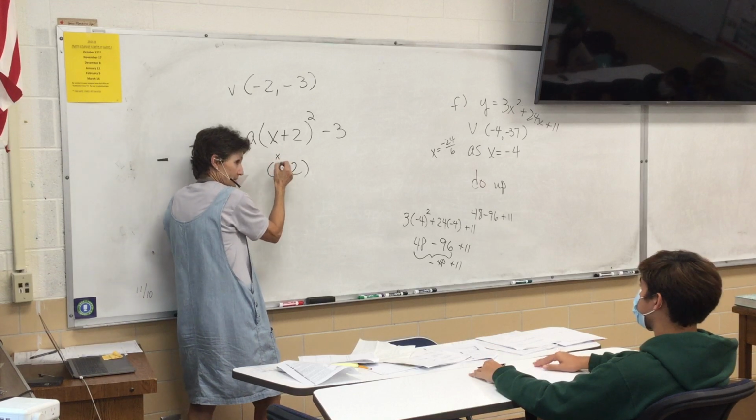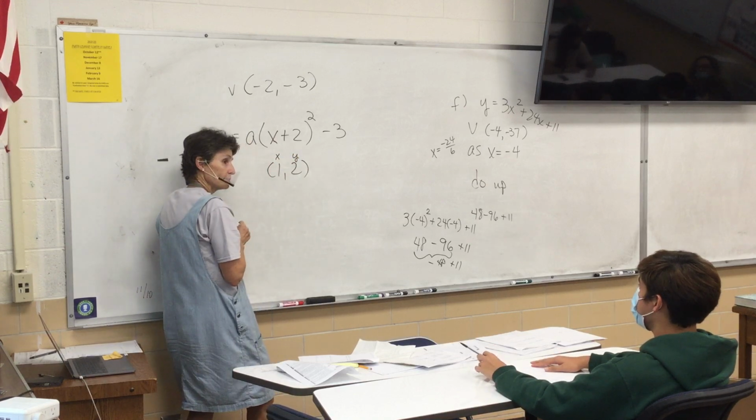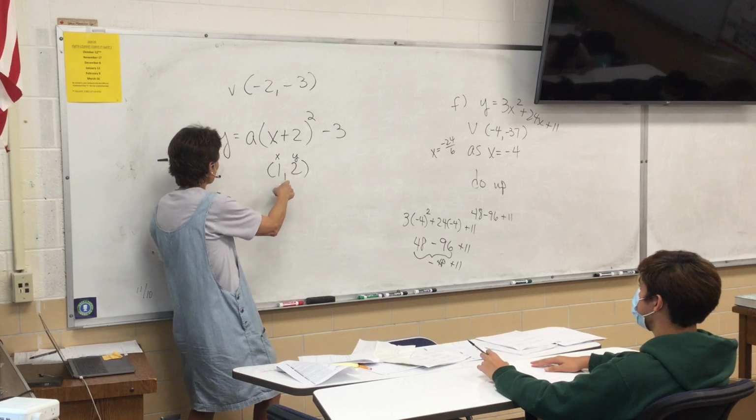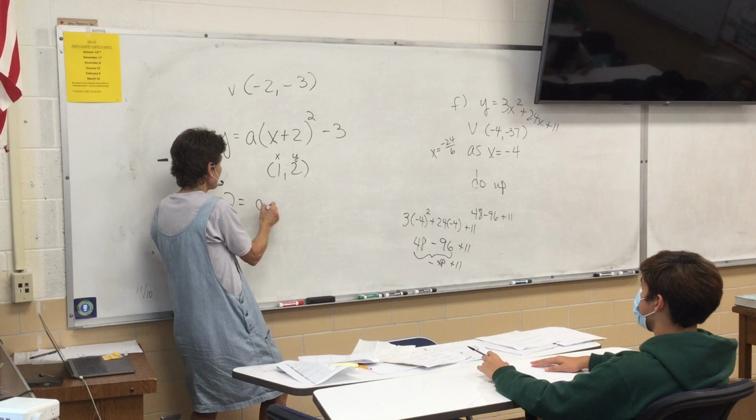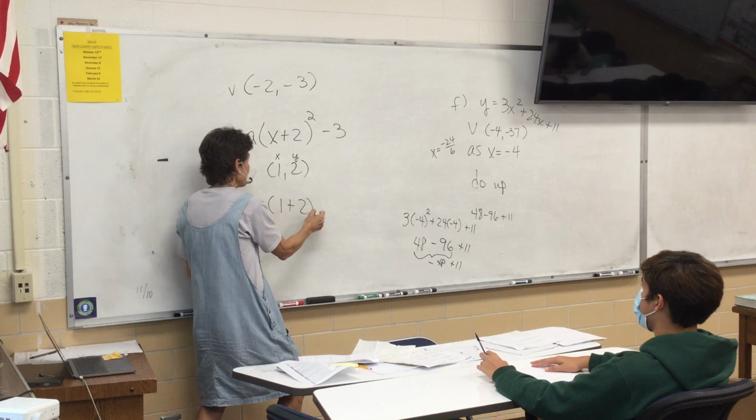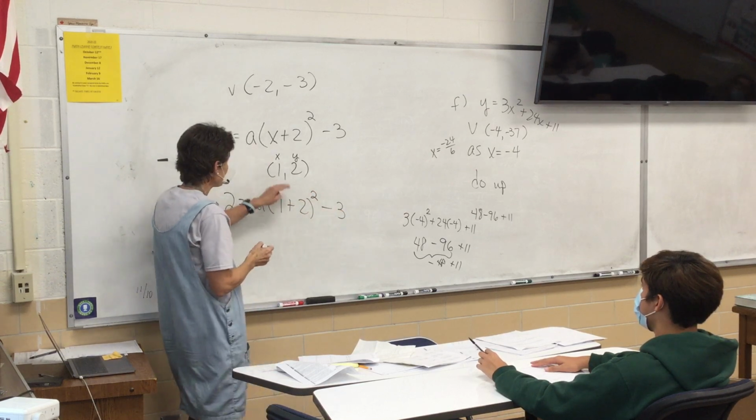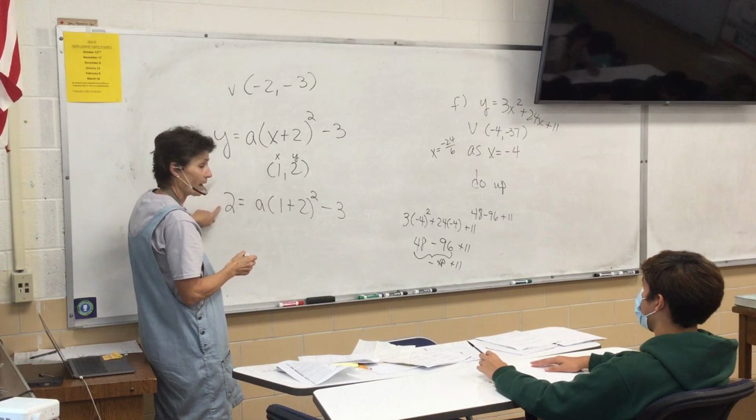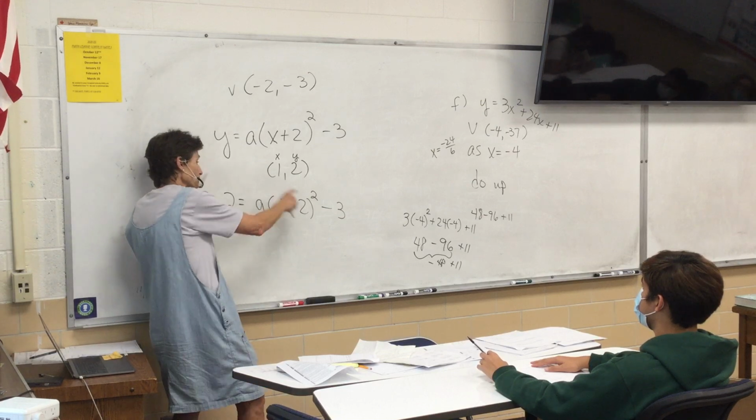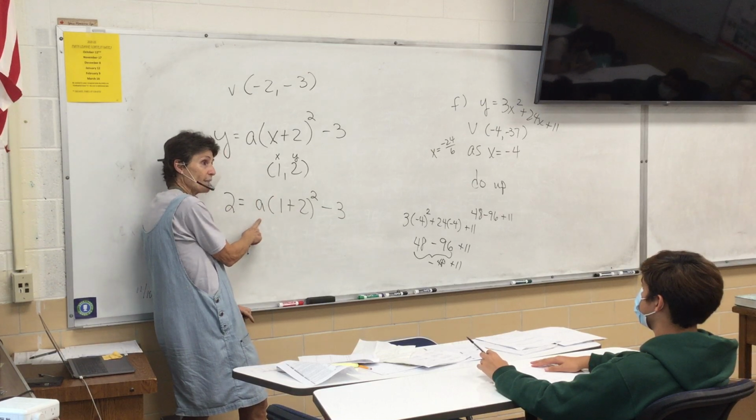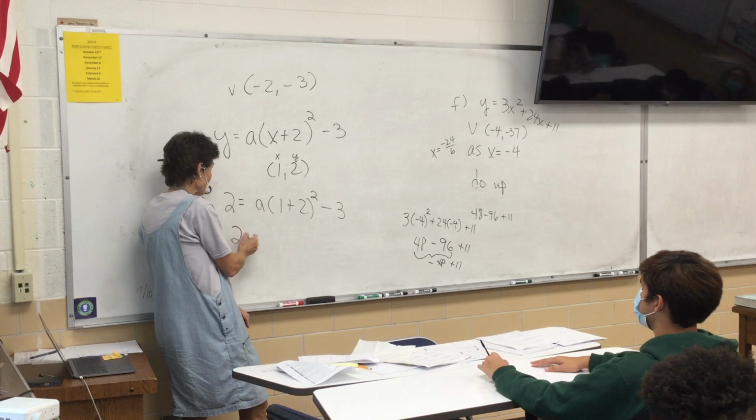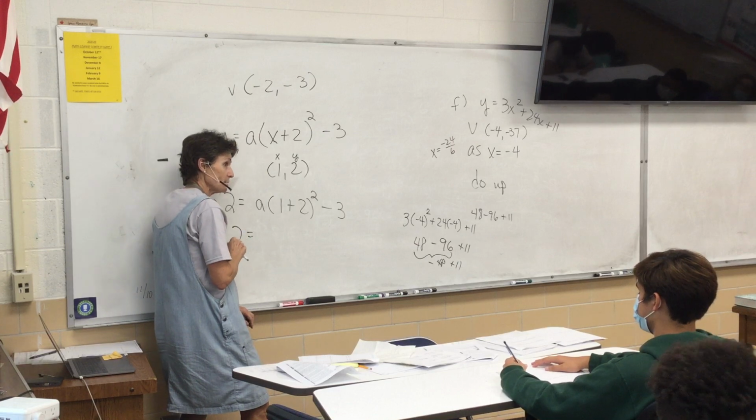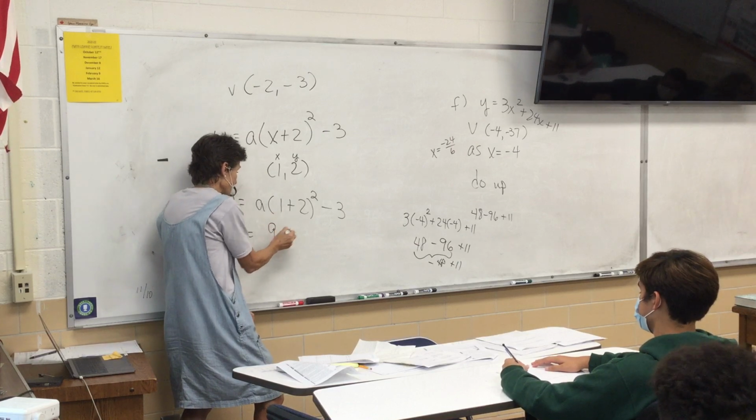This is an X, and this is a Y. Just fill it in. So if I put 2 in for Y, and 1 in for X, so look what I did. I put 1 in there for X, and I put 2 in there for Y. Now I'm going to be able to work that out and figure out what A is, aren't I? Now be careful when you do this. What's 1 plus 2 squared? 9. So this is 9A. That's 9A.